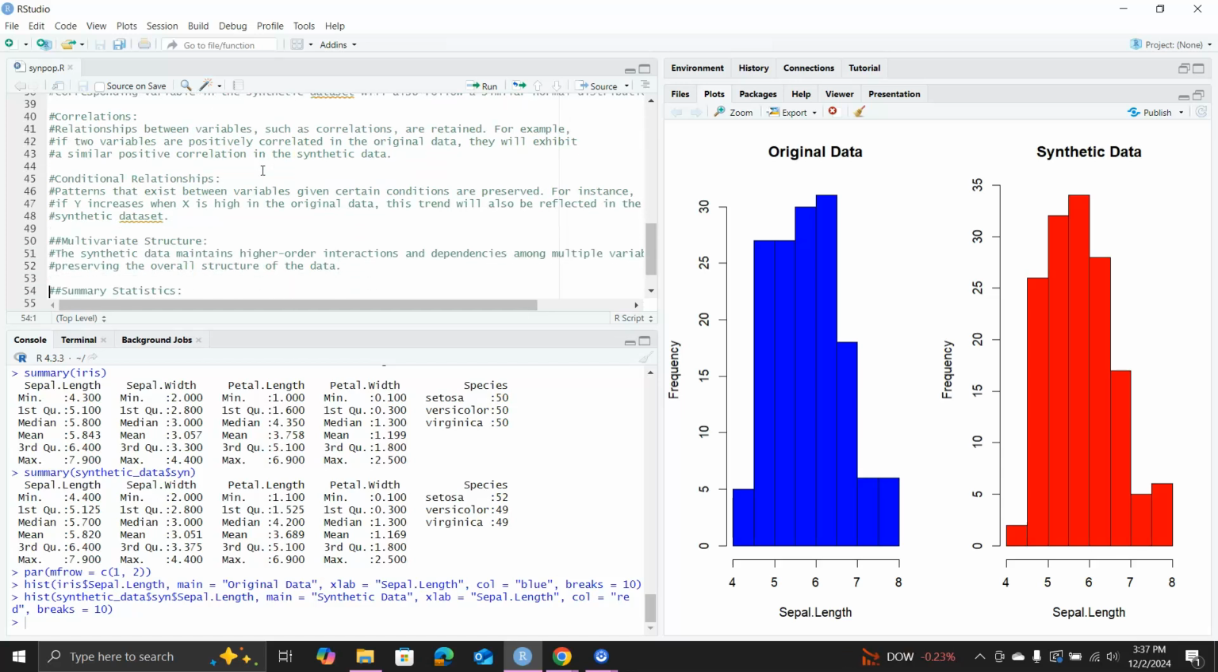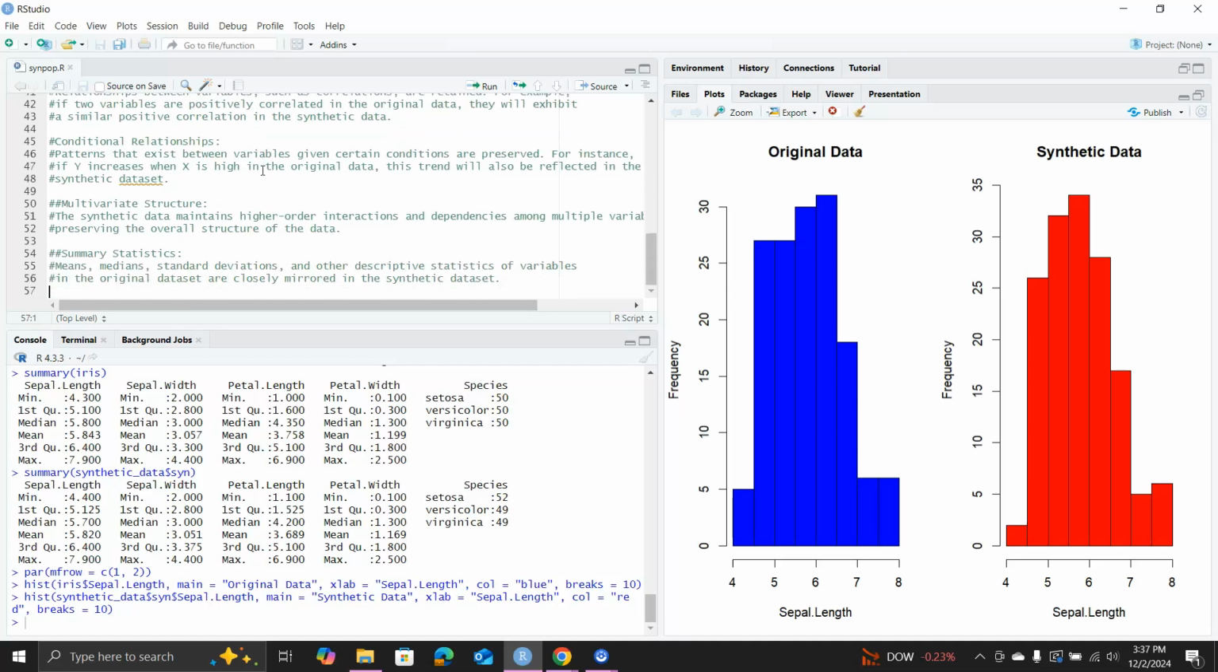And then also multivariate structure. The synthetic data maintains higher order interactions and dependencies among multiple variables, preserving the overall structure of the data. Also, summary statistics: means, medians, standard deviations, and other descriptive statistics of variables in the original data set are closely mirrored in the synthetic data set. So the synthetic data is really a good clone of the original data set.